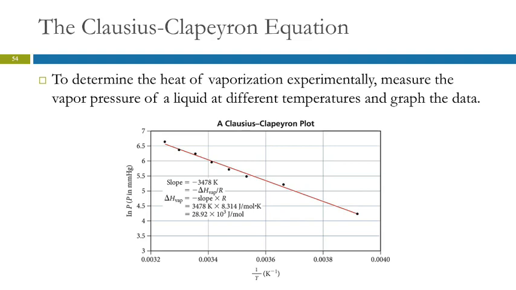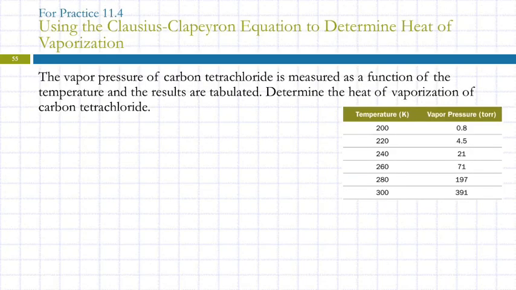So there's this practice problem in the book. Vapor pressure of carbon tetrachloride is measured as a function of the temperature, and the results are tabulated. Determine the heat of vaporization of carbon tetrachloride. Well, we have to make a graph and do a linear regression line in order to do this. It's a little hard to demonstrate in a lecture, but we can talk about what you would need to do.